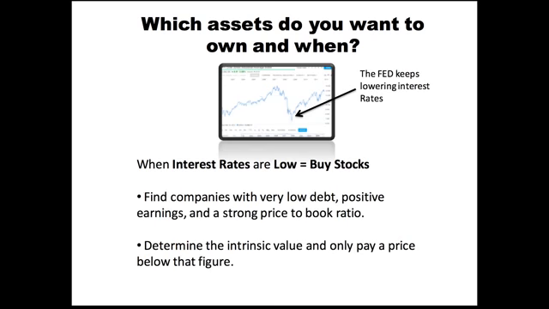So now let's look at when interest rates are low. This is when you want to be buying stocks, because if you're in bonds, you've got a really low coupon and you don't want to be doing that. But the stocks are very cheap at this point. They're undervalued. And so what you want to do is go out and find a company with very low debt, positive earnings, and a strong price to book ratio, which we had talked about all throughout Unit 1. And you're going to get a very strong buy that has a really good intrinsic value, and you're going to end up making a lot of money on that whenever the market recovers.